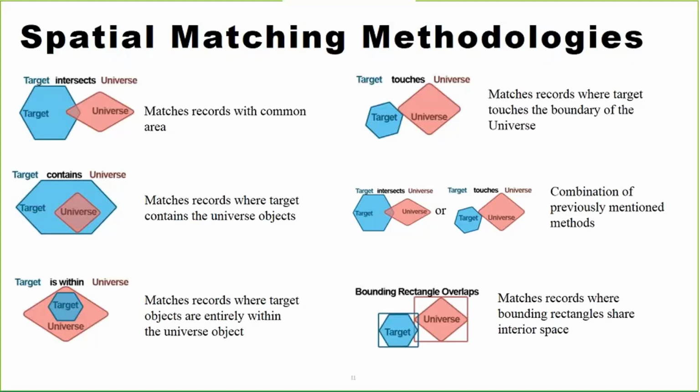And then finally, probably least commonly used, but you might find a way to use it, is that a bounding rectangle of the target overlaps the bounding rectangle of the universe. Again, not very commonly used, but you may have a particular use for it.